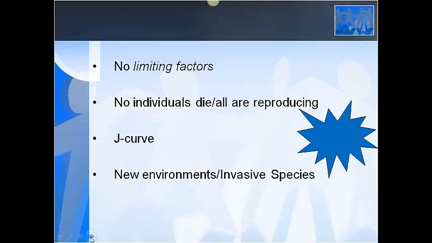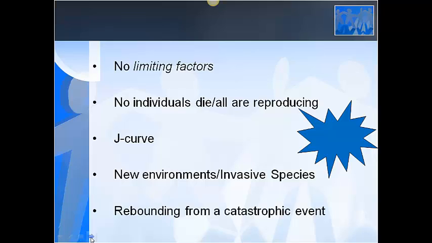Some other characteristics: this is typical of new environments, or if we have an invasive species. So if a beetle, for example, like the Asian beetle, comes into a new environment where it doesn't have many predators or a lot of competition, and has lots of food, we'll often see this exponential growth or J curve. Invasive species, the same way. They're coming into an environment where they don't have a lot of competition, kind of like our Asian carp. Also rebounding from a catastrophic event.